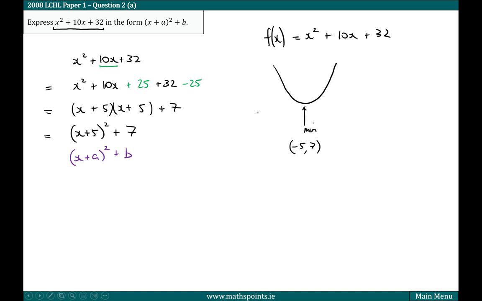And we'll see in questions coming up that can be useful in terms of if we have a function and we want to translate it or move it somewhere else, having it in completed square form is a useful way to be able to do that.